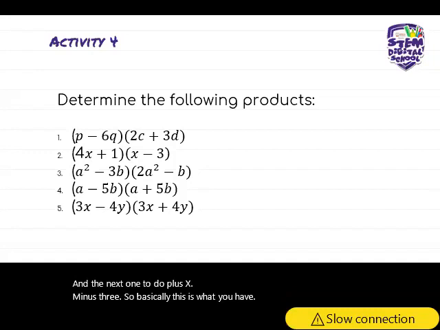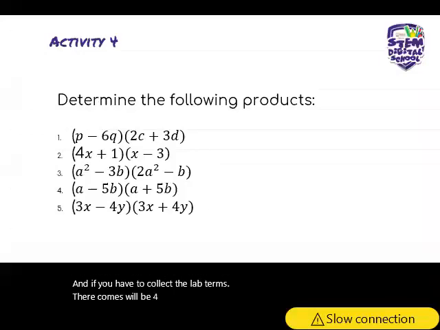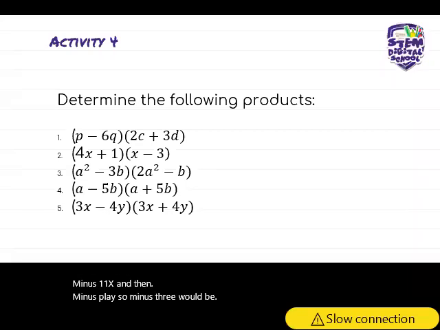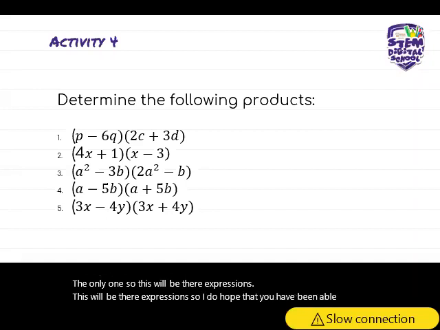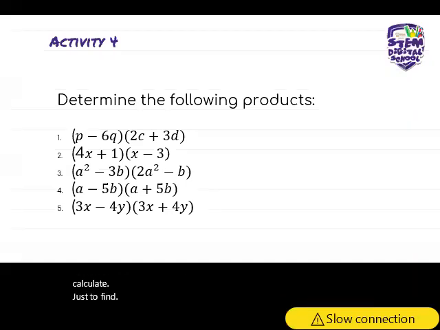And if you have to collect the like terms, the like terms will be 4x squared minus 11x. So you have 4x squared minus 11x, and then minus 3. So minus 3 would be the only one. This will be the expression. So I do hope that you have been able to calculate just to find the answers there. And then you do the same with the rest.